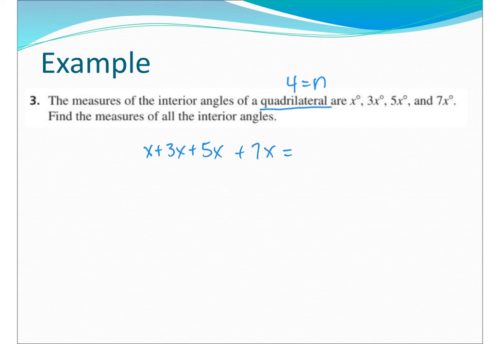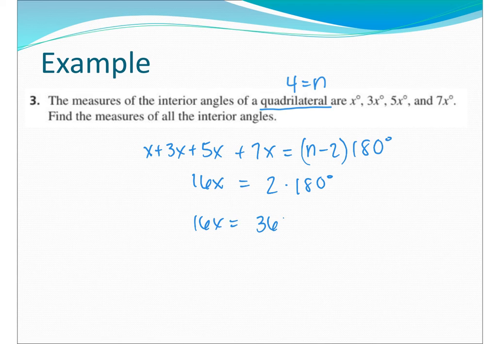So we know that it has to be n minus 2 times 180. That's going to be equal to all of the angles added together. So x plus 3x plus 5x plus 7x equals n minus 2 times 180. This on the left is going to give me 16x equals n minus 2, which is going to be 2 times 180. So 16x equals 360. That's where our corollary comes into play.